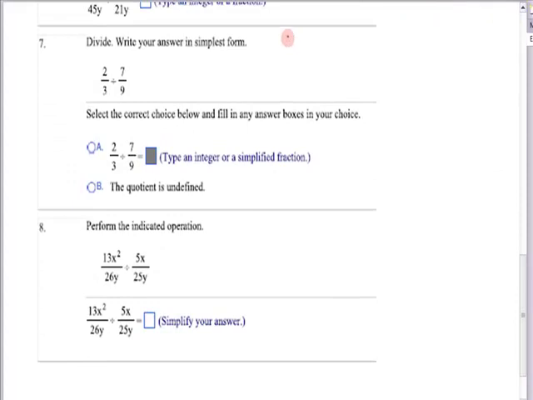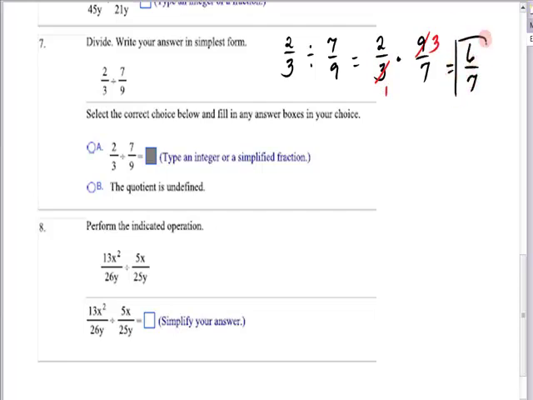Number 7, I have 2/3 divided by 7/9. Keep, change, flip. 2/3 times 9 over 7. Can I reduce? Yes, 3 goes in there once, 3 goes in there 3 times, and I'm left with 6/7. So I would choose this one, I would answer here, and undefined is not an option.